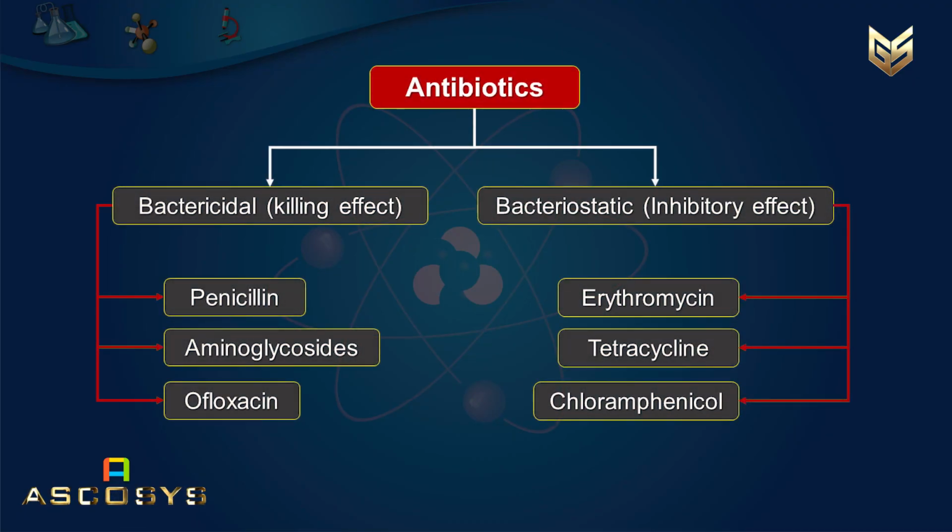Now, let's discuss the classification of antibiotics. Antibiotics affect the bacteria. Some antibiotics affect the bacteria by killing it, some by inhibiting it. So, in these two classifications, we have bactericidal, that is killing effect, and bacteriostatic. Under bactericidal antibiotics, we have penicillin, aminoglycosides, ofloxacin. Under bacteriostatic antibiotics, we have erythromycin, tetracycline, and chloramphenicol.